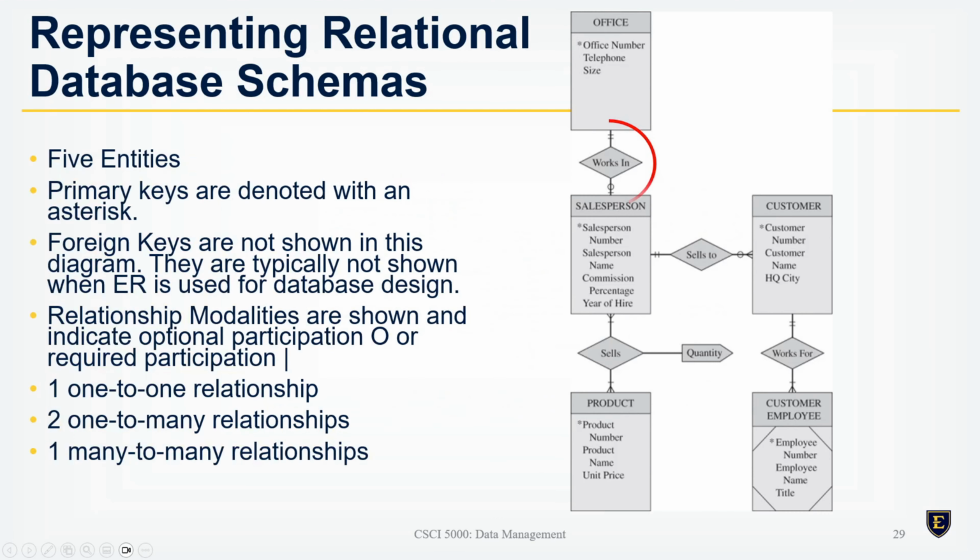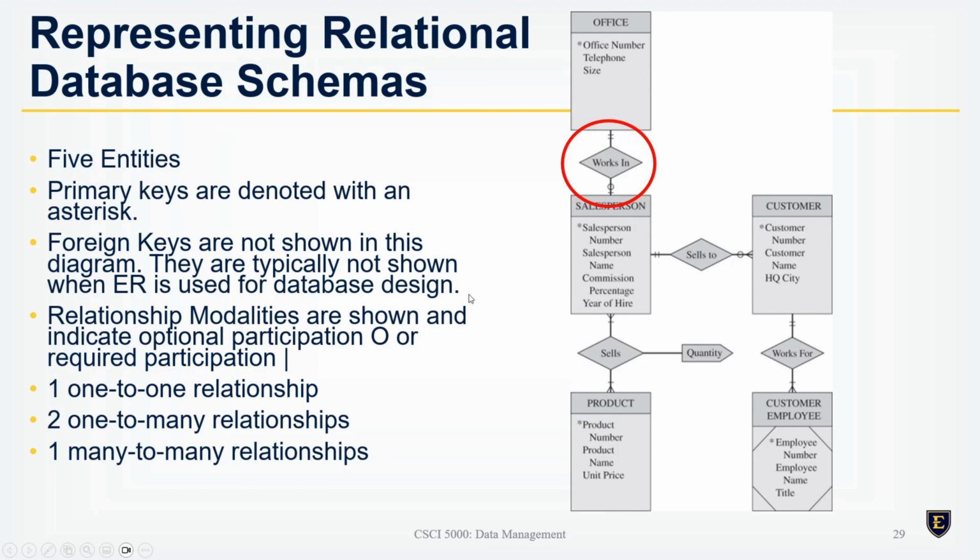So in this next slide, we look at an example of a larger entity relationship diagram. Primary keys in this particular case are denoted with an asterisk. Foreign keys are not shown in this ER diagram, and they are not typically shown when they're used for database design. So sometimes you might see those listed and sometimes you might not. So we have a one-to-one relationship called works in. So this means that the salesperson works in one office, and one office contains one salesperson.